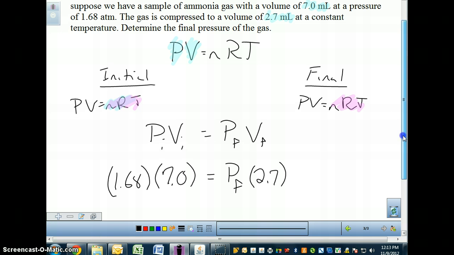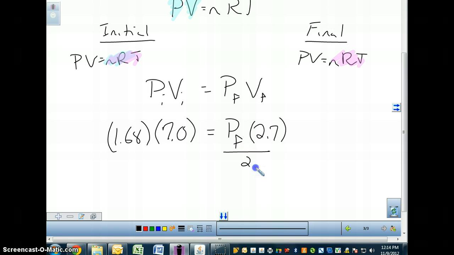Get the pressure final by itself by dividing by 2.7. Plug everything in the calculator, and we'll get an answer of 4.4 atmospheres. As always, make sure that this is reasonable. If we are shrinking the size of our balloon, the only way we can do that is by pressing down on it. So we're increasing the pressure in order to shrink our balloon.